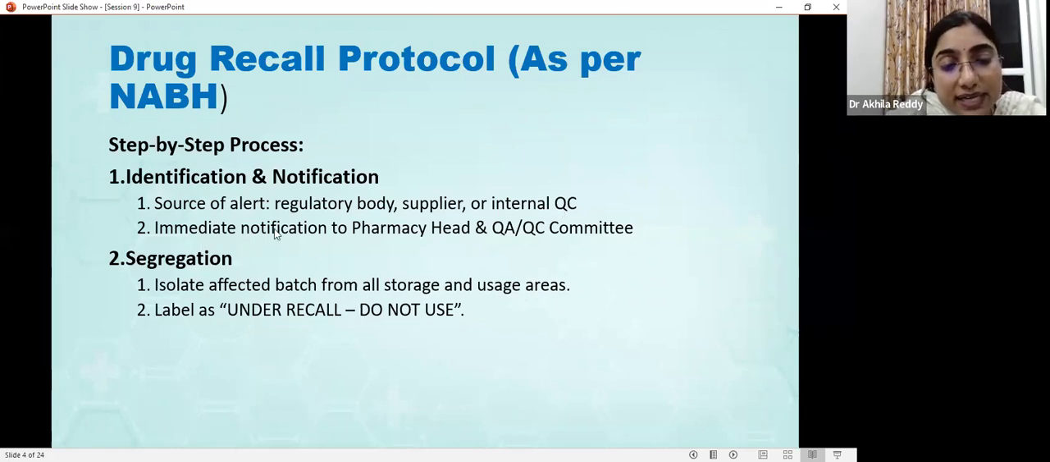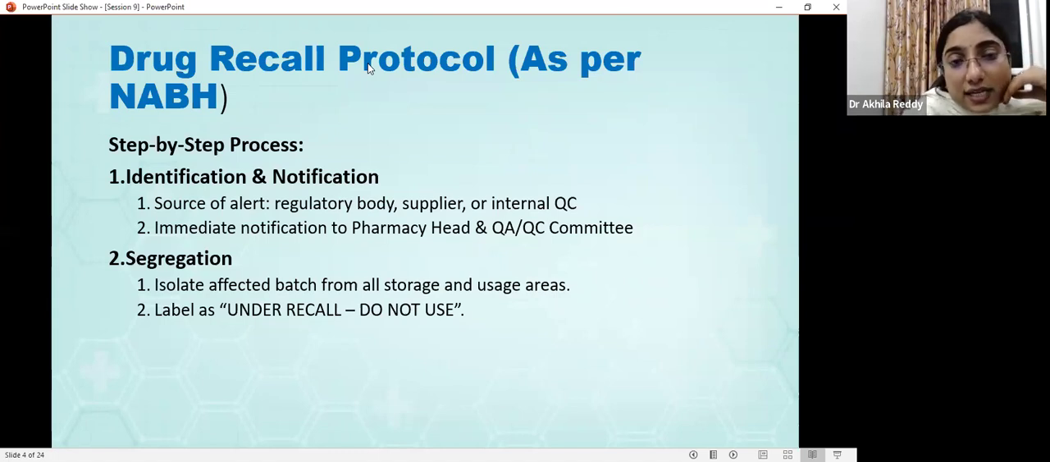Now the next thing is immediate notification to the pharmacy head and the QA QC committee. Why immediate notification to pharmacy? Drug recalls happen on the patient side, right? Sometimes in the pharmacy also, with the physical condition, it might be any discoloration, or crystals. Before administering the drug, a nurse must see the physical condition of the drug and check it. So most of the drug recalls will come from the wards itself, that is from other departments, on the patient side.